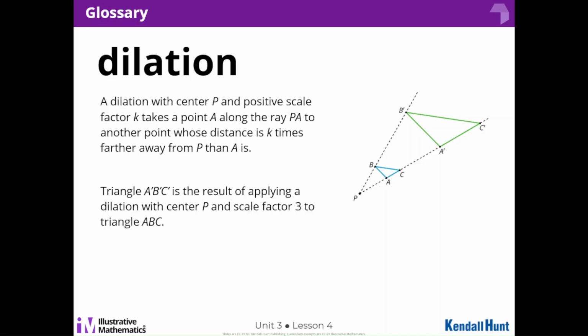Triangle A prime, B prime, C prime is the result of applying a dilation with center P and scale factor 3 to triangle ABC. So the blue triangle ABC is the original, and the green triangle A prime, B prime, C prime is the image. Notice when you compare them, the lines are longer by a multiple of 3, but the angles themselves are still the same.